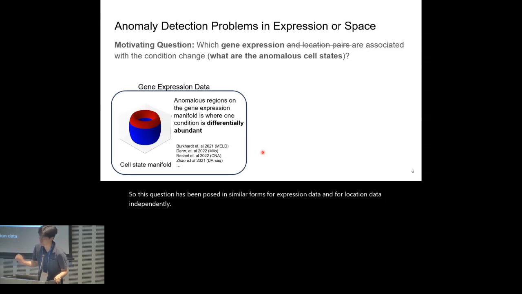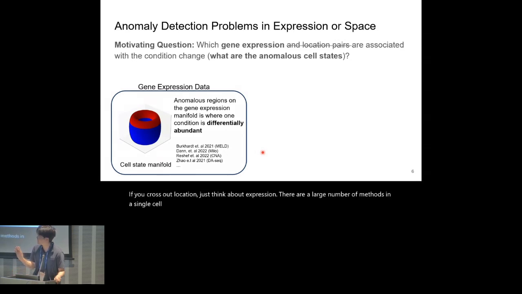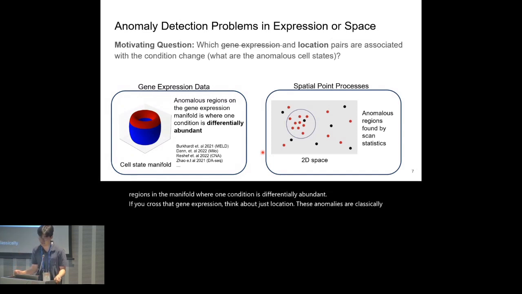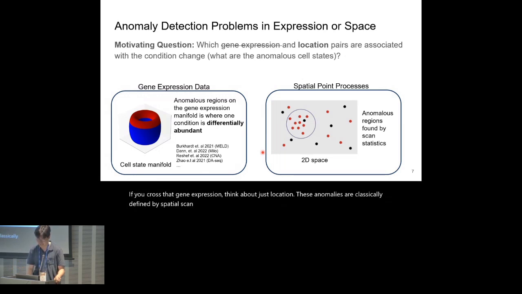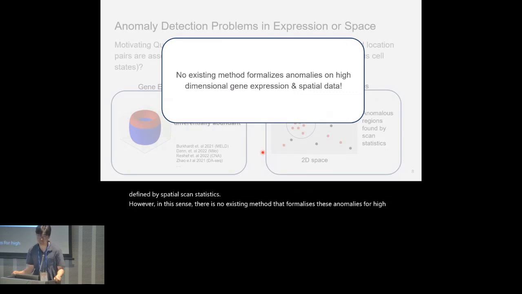If you cross out location, and just think about expression, there are a large number of methods in the single cell literature that define anomalous regions on the gene expression manifold as regions in the manifold where one condition is differentially abundant. If you cross out gene expression, and think about just location, these anomalies are classically defined by spatial scan statistics. However, in this sense, there's no existing method that formalizes these anomalies for high-dimensional gene expression and spatial data.